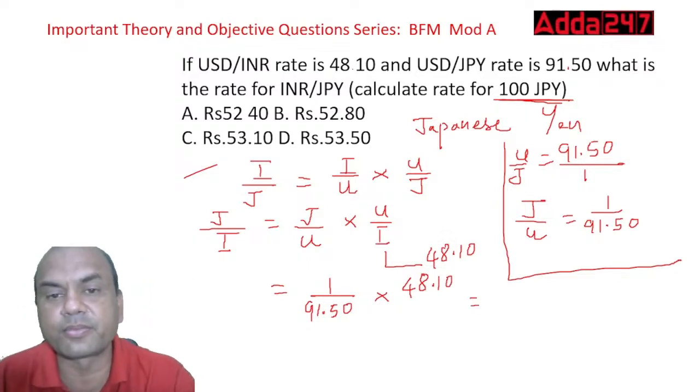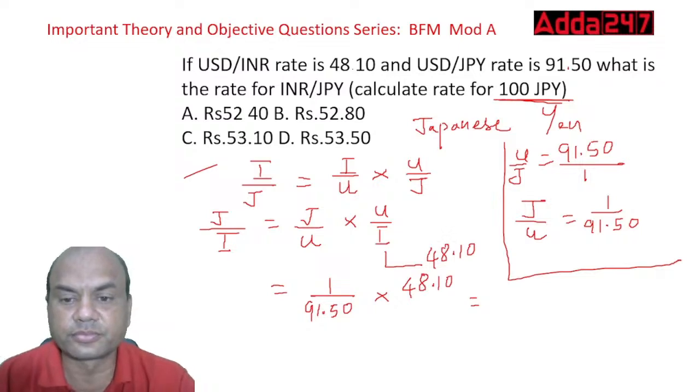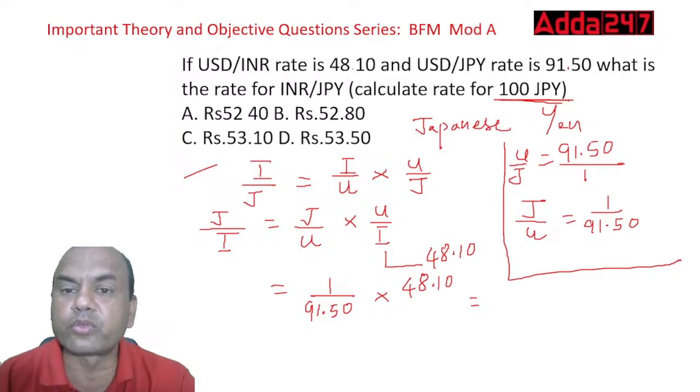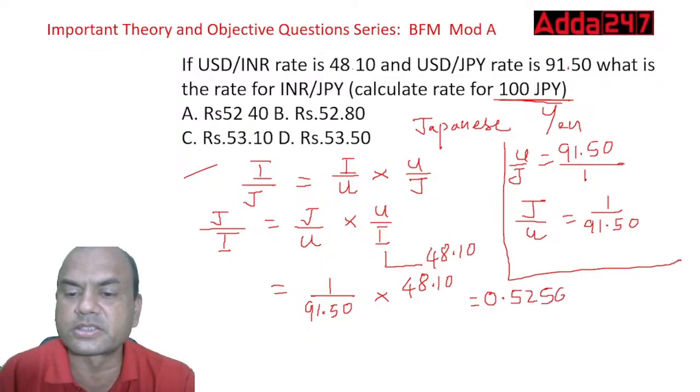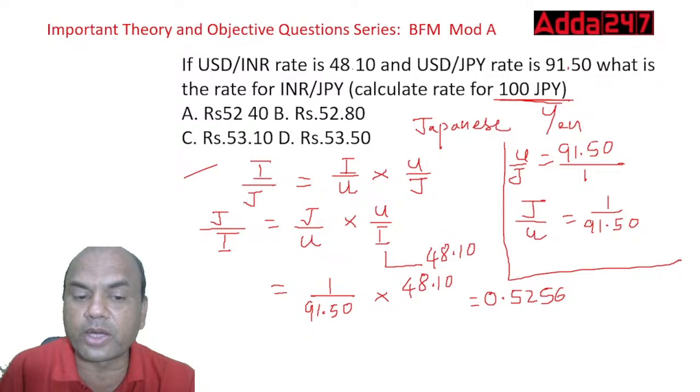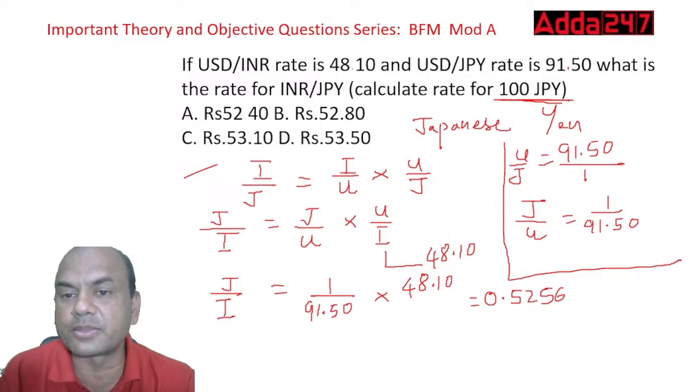Do it on the calculator, everyone. Try it on the calculator. Give me the answer in the comment section. 48.1 divided by 91.5, so it is 0.5256. Now this is JPY to INR. But they want it for 100 JPY, so multiply this by 100. So it will be 52.56.